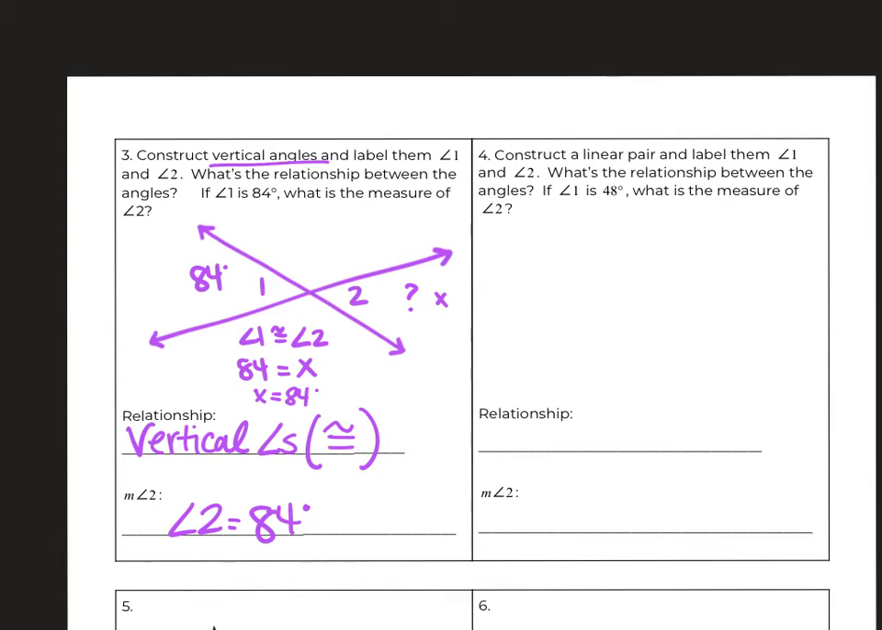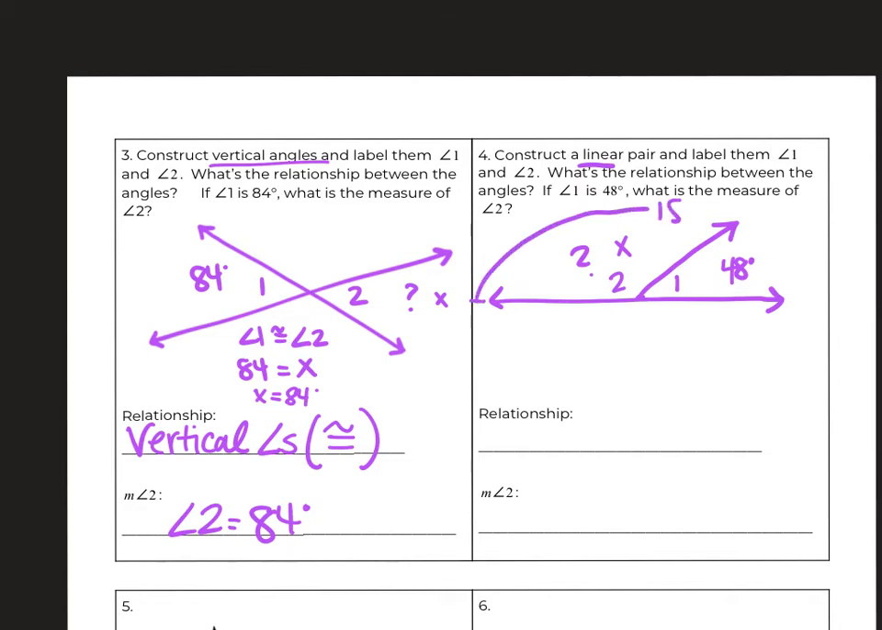Alright, 4. Construct a linear pair and label them angle 1 and angle 2. So a linear pair looks like a line. And it says angle 1 is 48, so that's going to be my acute one here. So angle 1, angle 2, angle 1 is 48 degrees. I am looking for number 2, so that can be my x. And then if it's a linear pair, I know that the whole is 180.